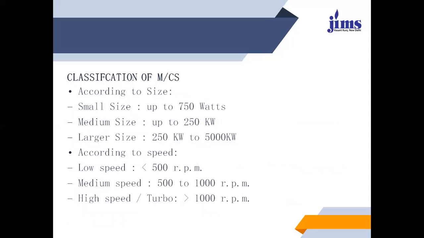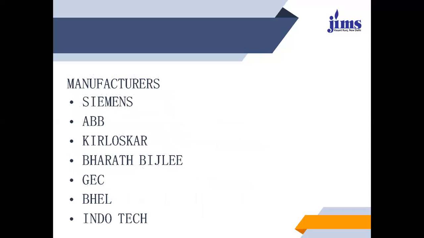Naturally, machines will be classified according to different parameters, according to size and according to speed. On the basis of size, small size will be up to 750 watts, medium size will be up to 250 kilowatts, and large size will be 250 kilowatts to 5000 kilowatts. According to speed, low speed means less than 500 rpm, medium speed means 500 to 1000 rpm, and high speed or turbo speed means more than 1000 rpm. So machines will be classified under different parameters and conditions.